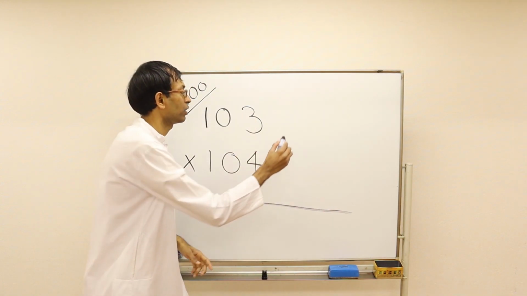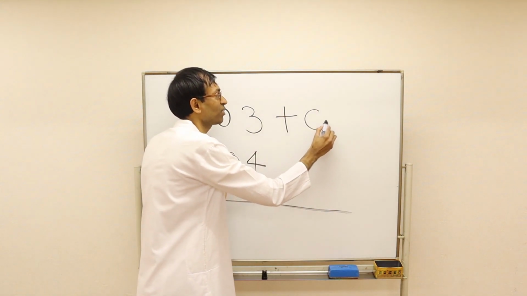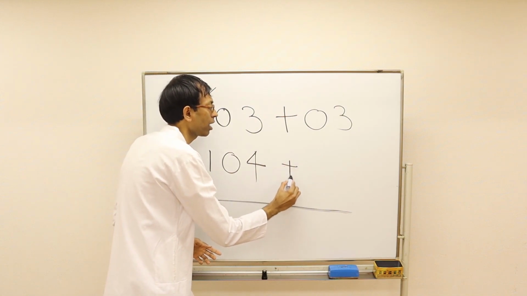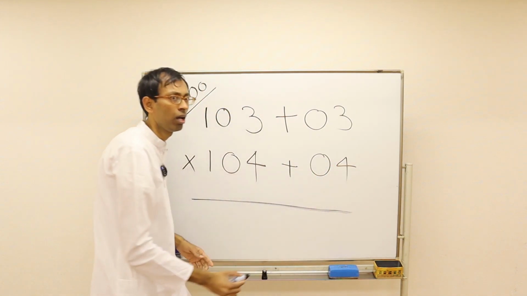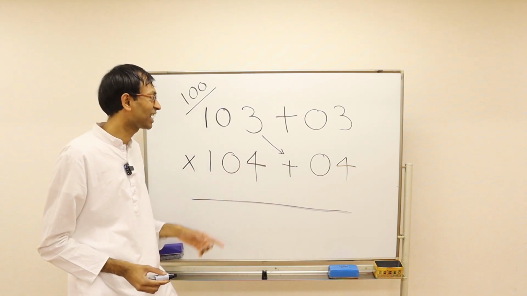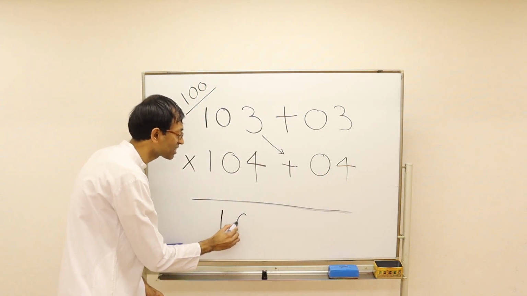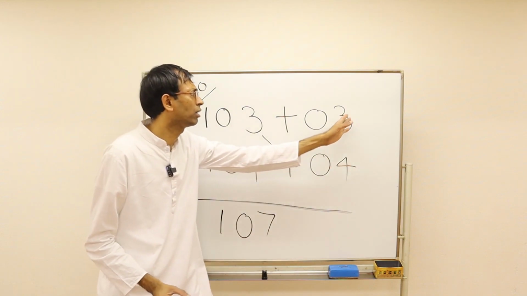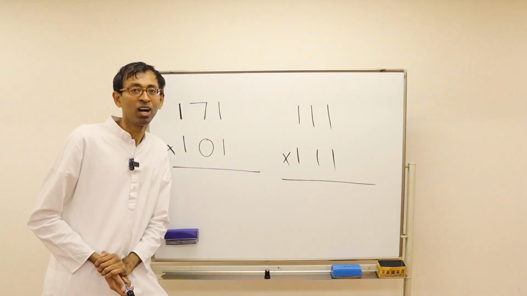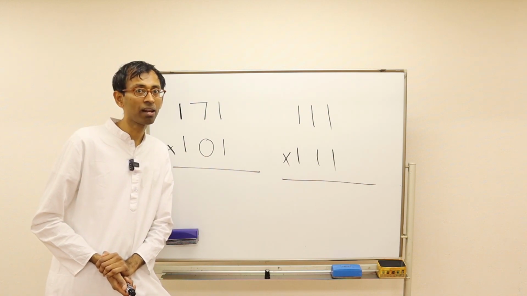Here we go. The base is 100 and then 103 is 3 away from 100, but this time it is 3 above 100. So we write a plus 3, we write a 03 because this base has 2 zeros. And here this is plus 04. And how do we do? So the diagonal calculation is 103 plus 4 is a 107 and then 3 times 4 is a 12. As simple as this.